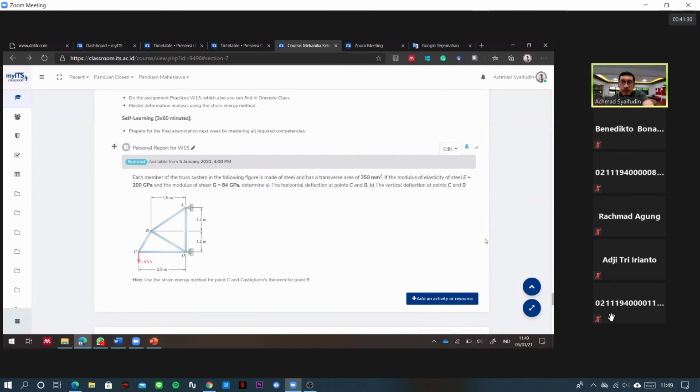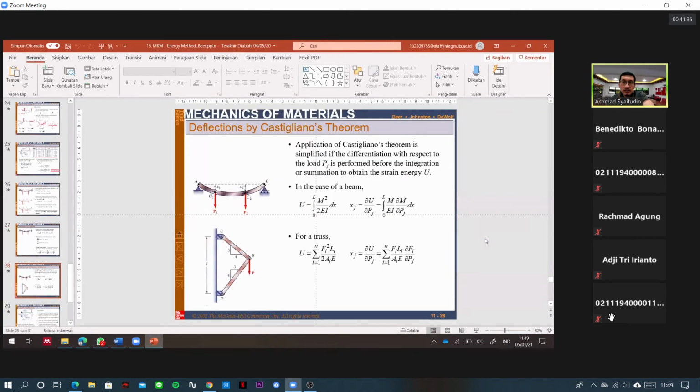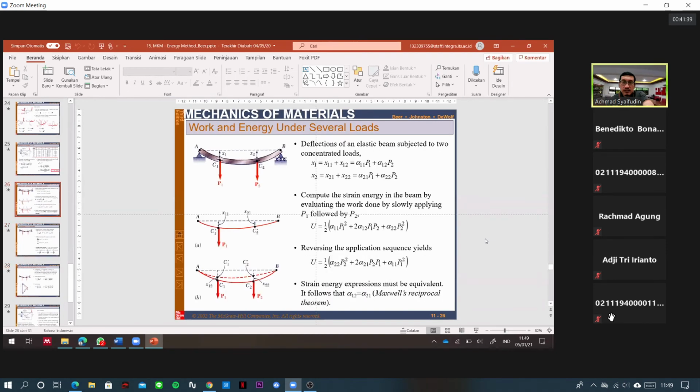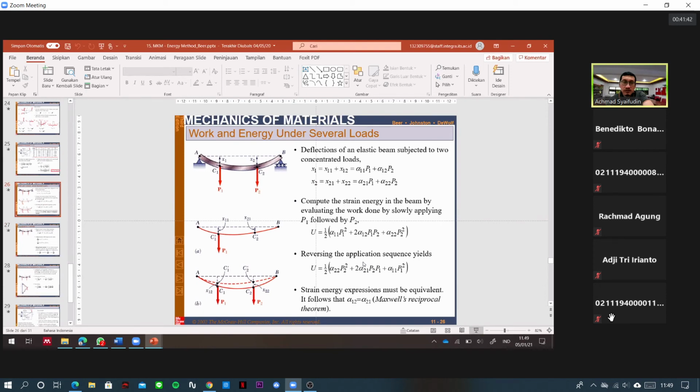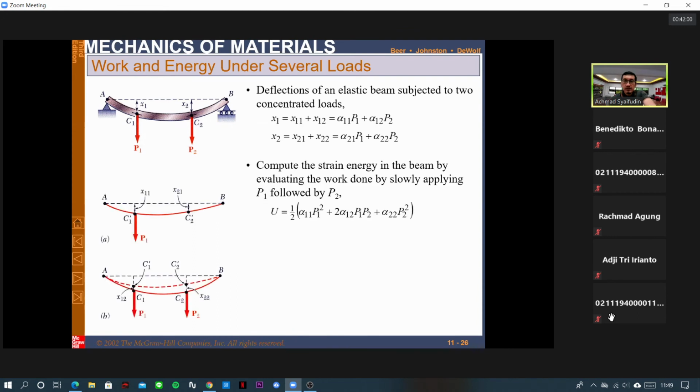So for the remaining, this is about the Castigliano theorems. Okay, I'll continue. Yeah, this is the last slide. The previous sample is under one concentrated load. How about under several loads?